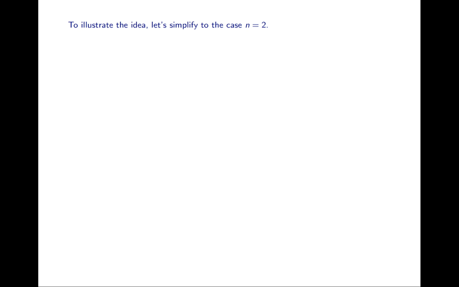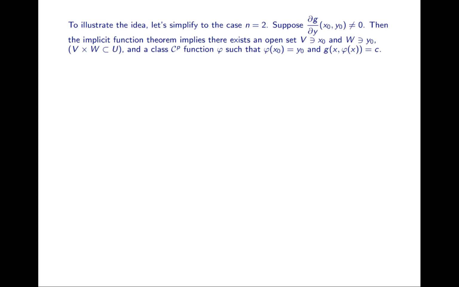So let's illustrate this idea. Let's simplify to the case that n is 2. All right, so n is 2, meaning that my constraint function g is a function of x and y. And of course, my constraint is that g of x comma y is equal to some constant. So suppose that when I take the partial derivative of g with respect to y, I get something non-zero.